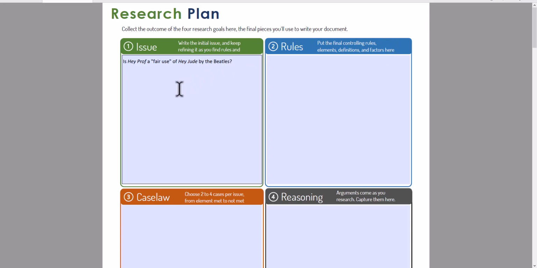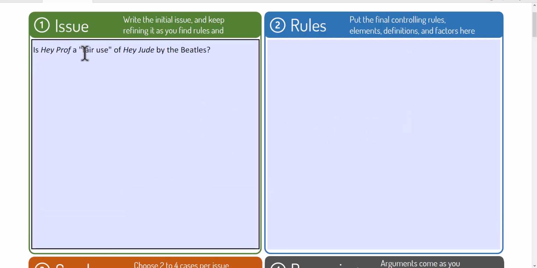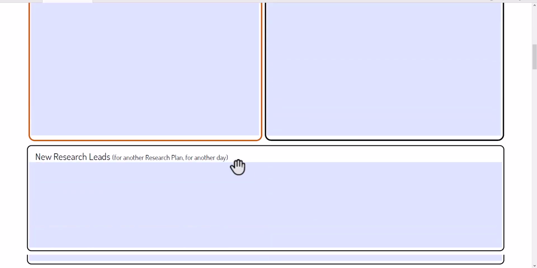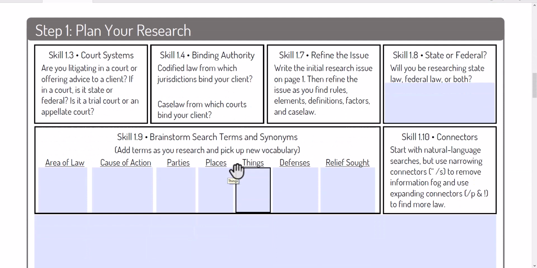So I already wrote in here the issue that our boss presented to us, which is right here: "Hey Prof, is this a fair use of Hey Jude by the Beatles?" So let's jump right into step 1 of the research process, and let's tackle this thing. Step 1 is all about figuring out where you're at, where you want to go, and where you don't need to go. So you'll see that as we go through some of these questions here.